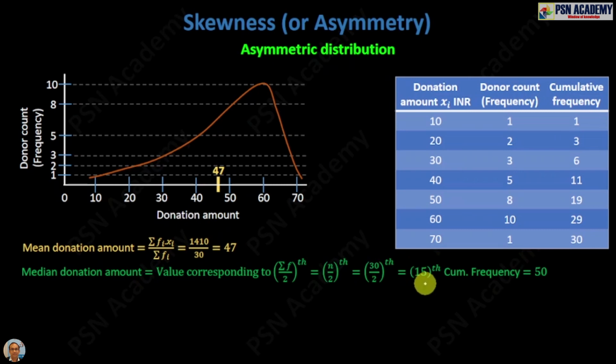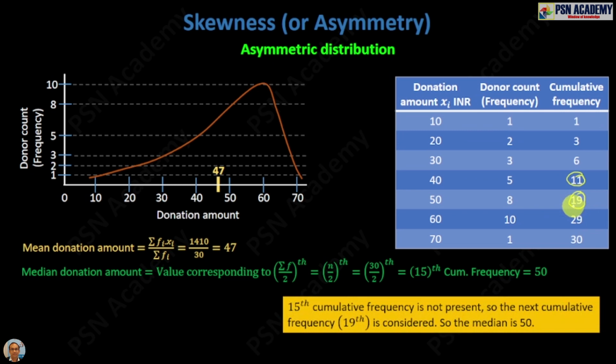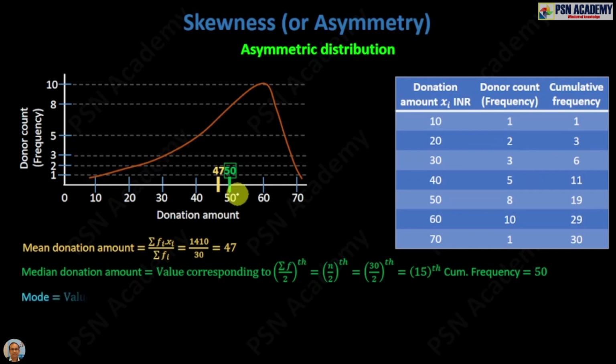And here also 15th cumulative frequency. 15th is missing. That is from 11, it is going straight to 19. So you will consider the 19th cumulative frequency and the corresponding value is 50. So your median is standing at 50 now. And your mode is standing at 60 because 10 is the highest frequency and the value is 60. So here you go with the 60.